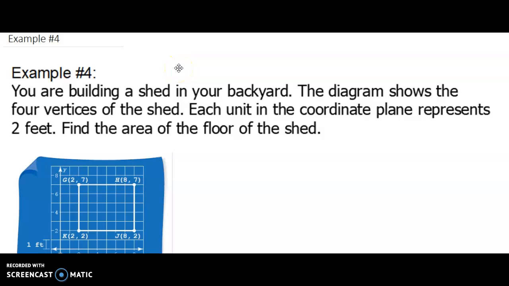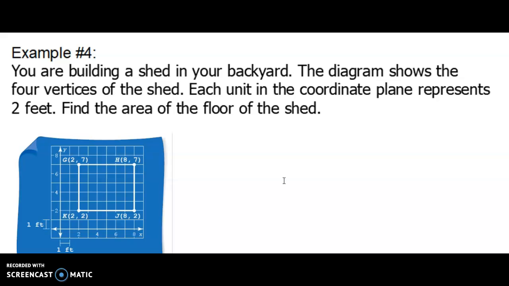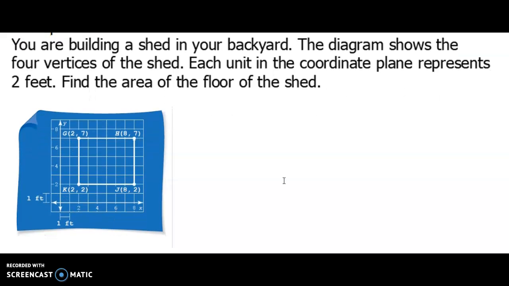All right, guys, this is the last example of section 1.4. It's a word problem. Don't shy away from word problems. It says you were building a shed in your backyard. The diagram shows the 4 vertices of the shed. So here's kind of a sketch.